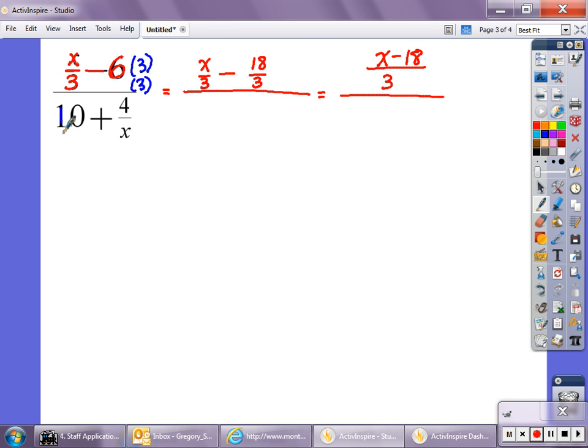In the denominator, we have 10 plus 4 over x. In this case, our common denominator is an x. The 10 needs an x, so we put it over x, and we put an x on the top as well. And so what we're left with now is 10x over x plus 4 over x. Now that we have the same denominator, we write it once, and we have 10x plus 4.